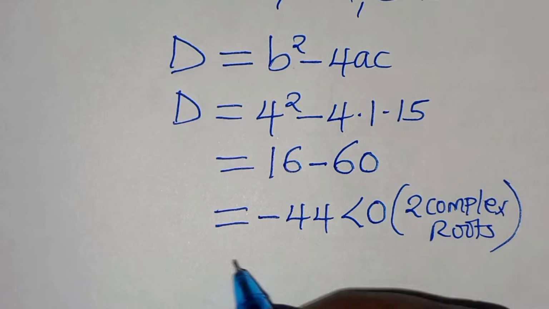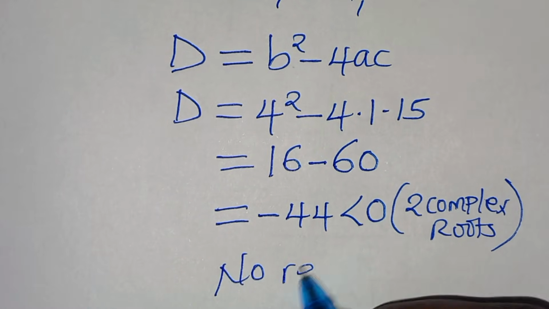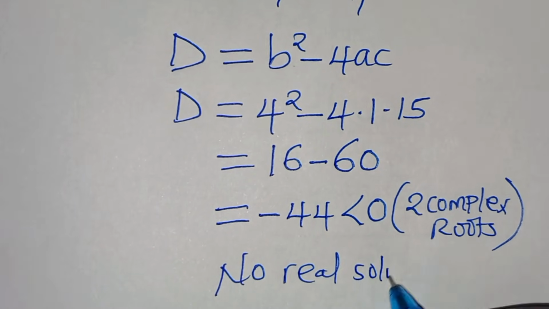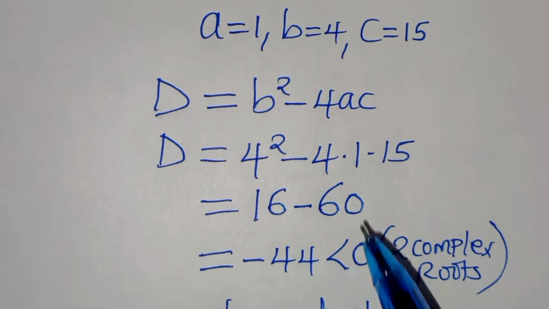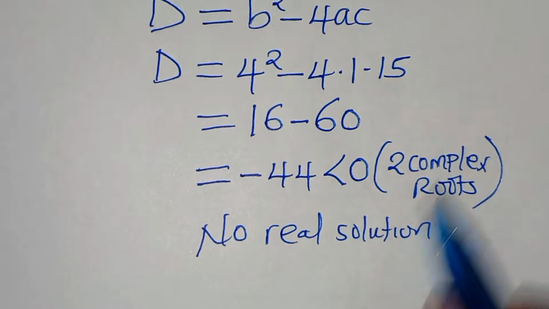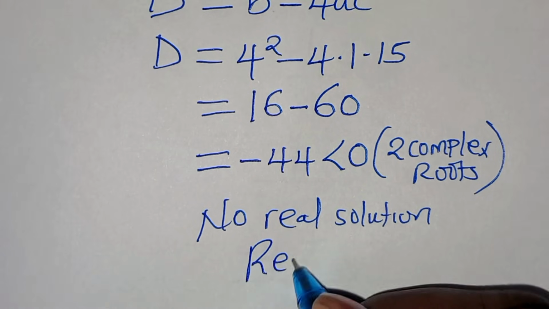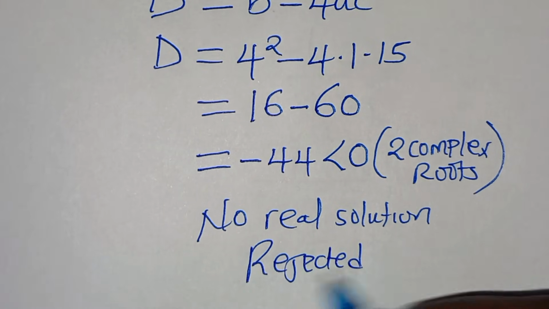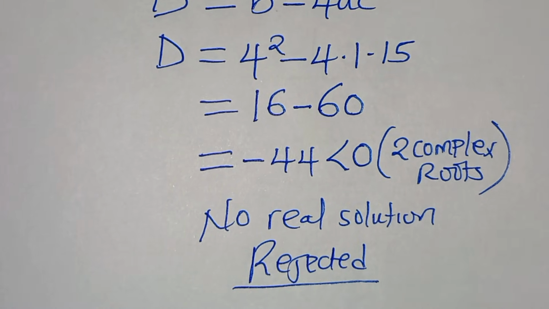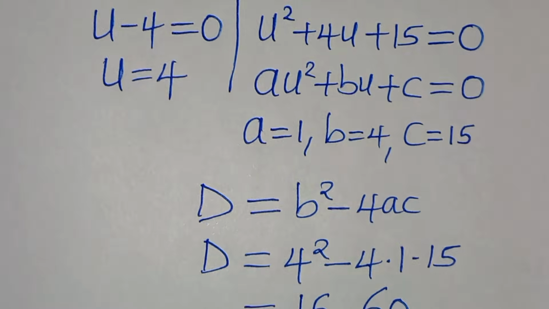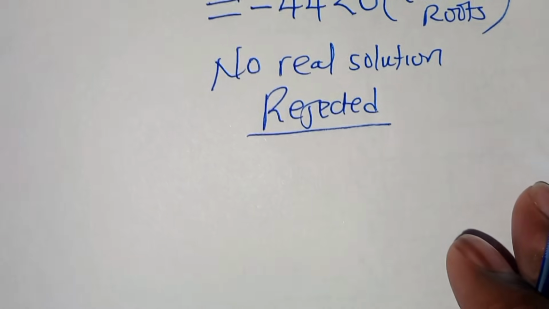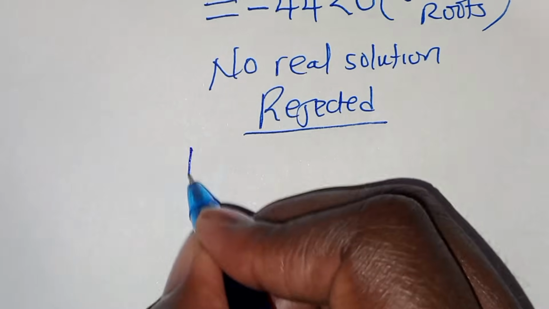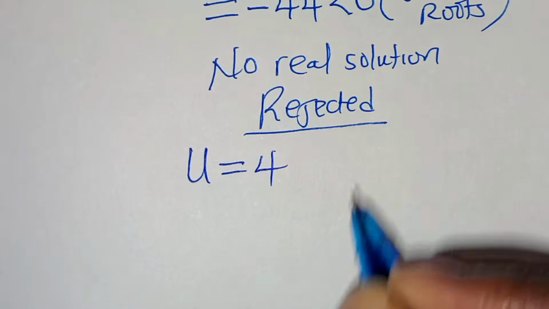This indicates that there is no real solution that can be obtained from this quadratic equation. So therefore, this quadratic equation is rejected. Now, we have that u is equal to 4.